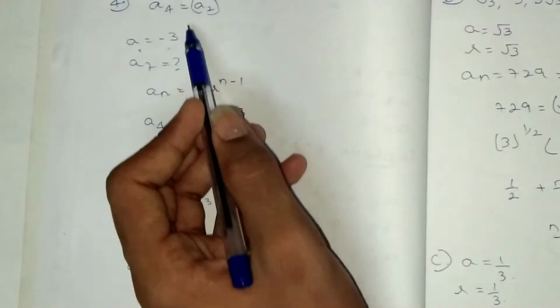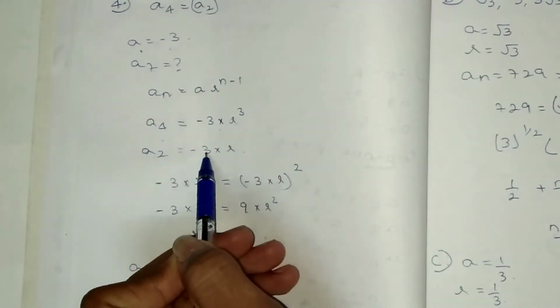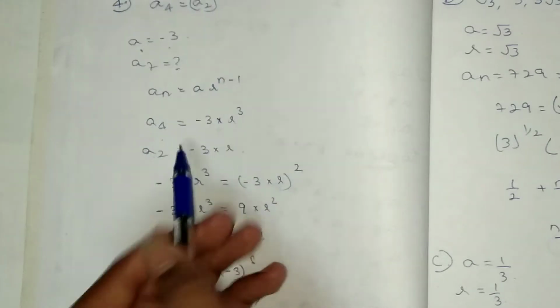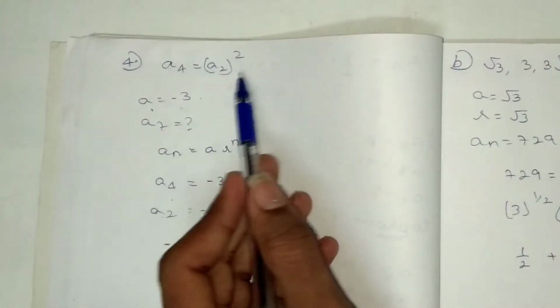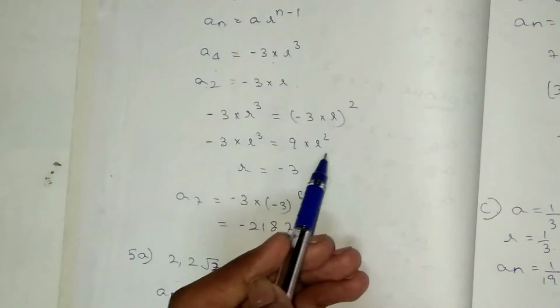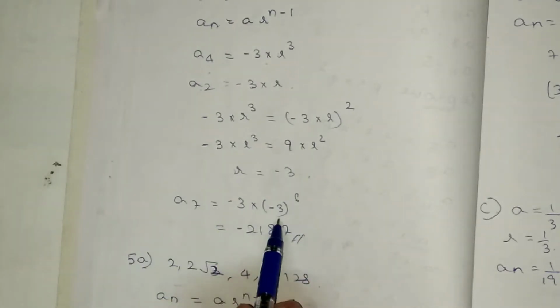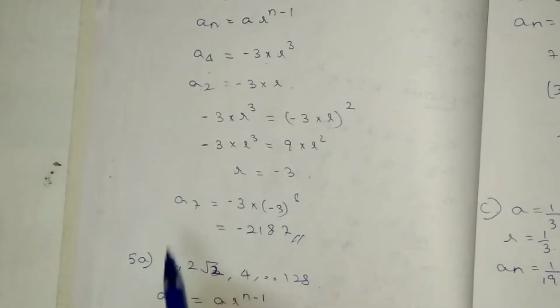Now if you substitute, and find a4 separately and a2 separately, this is what you will get, and if you substitute these two in this equation, you will get something like this, and after you equate you will get the value of r, and after getting the r you can substitute in the formula to get the value for a7.